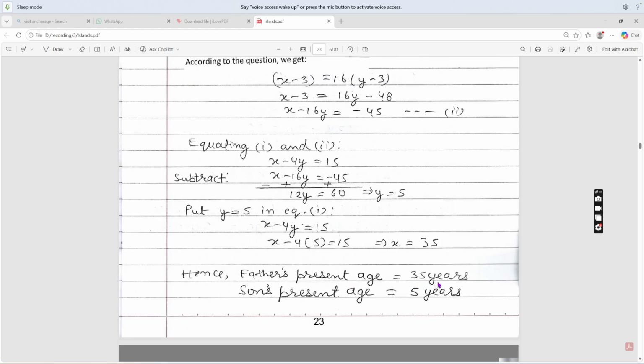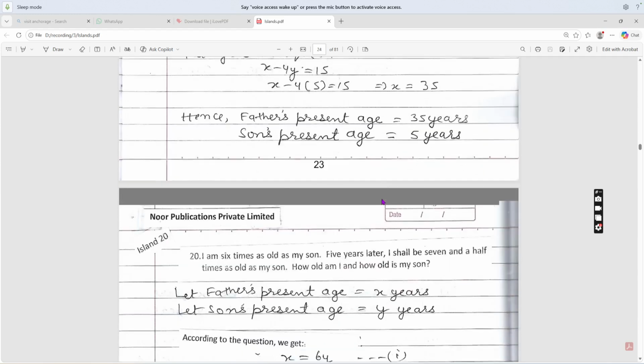Hence, father's present age would be 35 years, which is equal to x years, and the son's present age is 5 years, which is equal to y years.